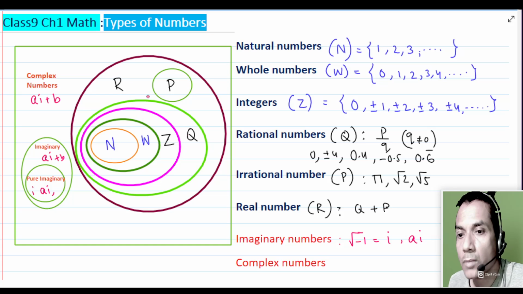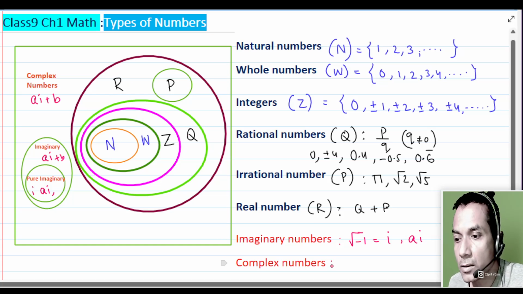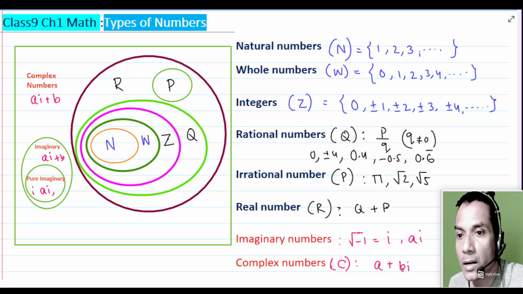But when we consider the complex number, another number system, it is represented by c. A complex number has two parts: a is the real part, and bi is the imaginary part. When this combination of real and imaginary numbers is there, it is called a complex number. And this entire square represents the complex number. Clear? Done? Okay.